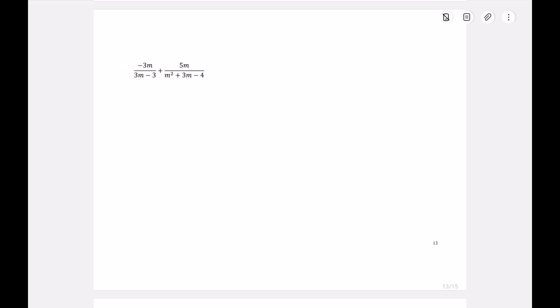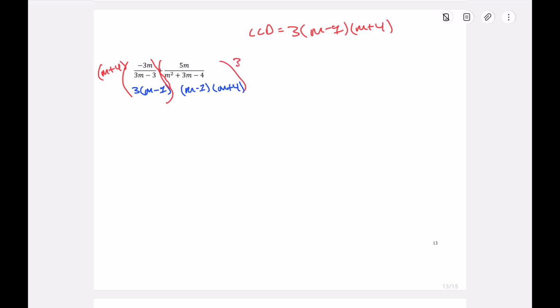So now we're given this rational expression, and we can see if we factor our denominators first. We can see that if we pull out a 3, we're going to have an m minus 1, and on the right, we're going to get an m minus 1 and an m plus 4. So now we want our LCD. We can see that our LCD would be 3, m minus 1, m plus 4. So we can multiply the one on the left by m plus 4. And we can multiply the one on the right by 3.